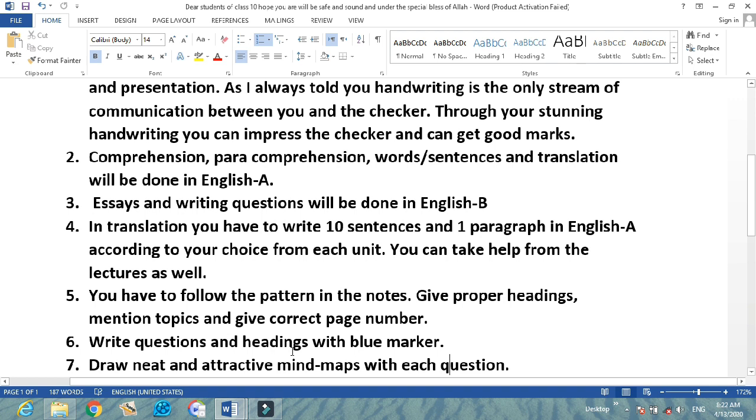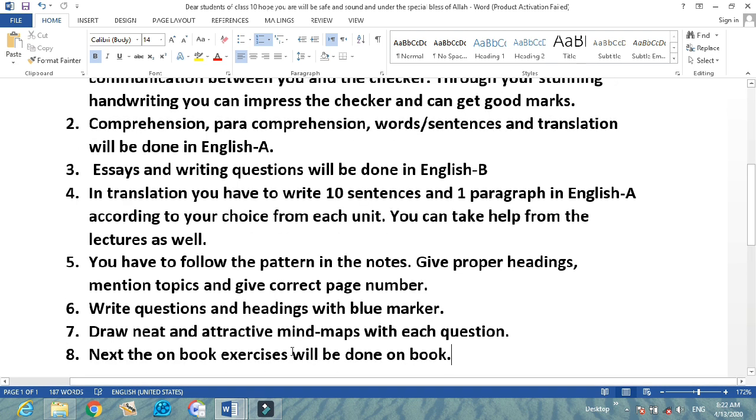You have to follow the pattern in the notes. Give proper headings, mention topics, and give correct page number. Write questions and headings with blue marker. Draw neat and attractive mind maps with each question. The last point is next. The on-book exercises will be done on book.